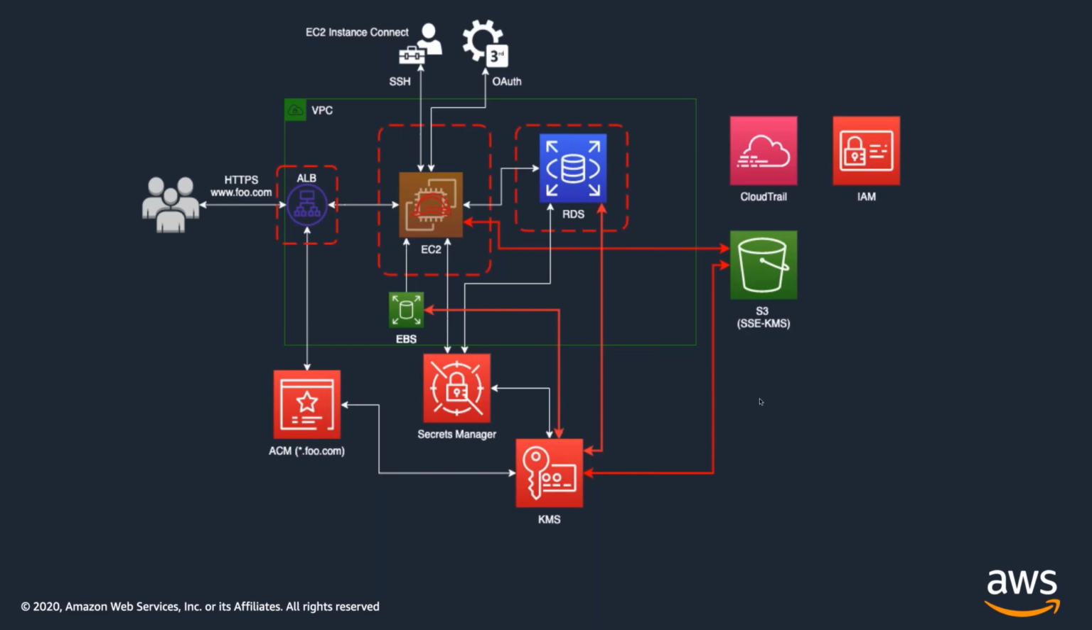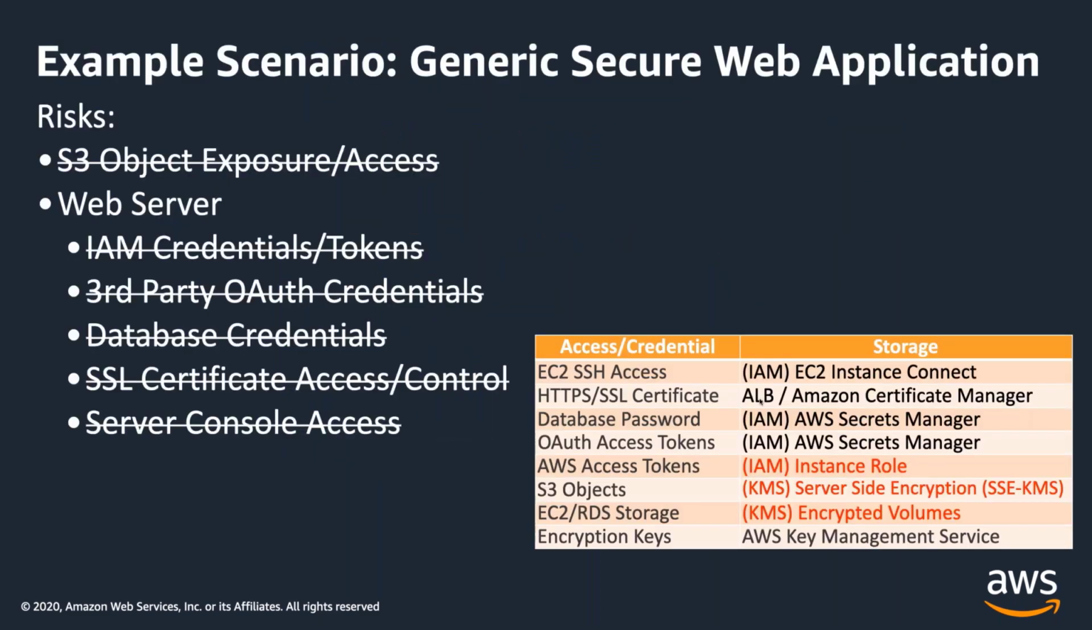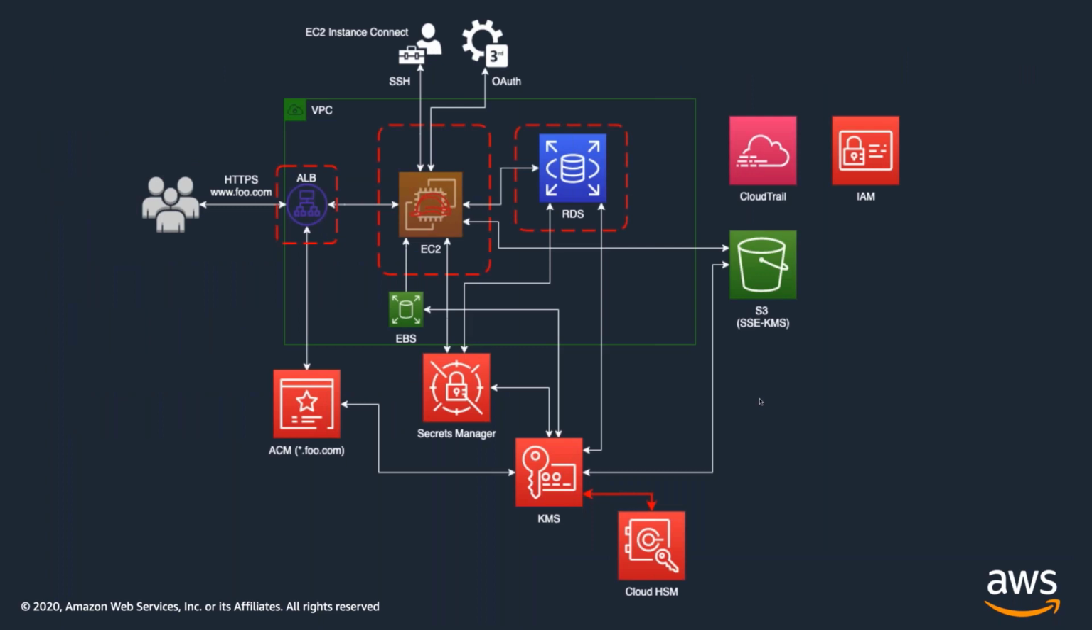So that covers all the things here. Let's keep going. So we've eliminated all of these different risks now. Again, we're using IAM and the instance role for our access tokens, and we're using KMS within our server-side encryption encrypted volumes here. Spencer did mention that there's a use case where you might want to have a CloudHSM.